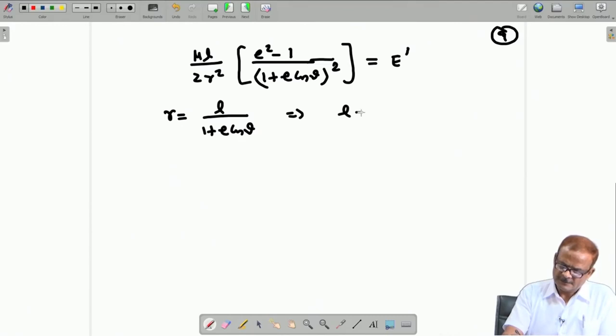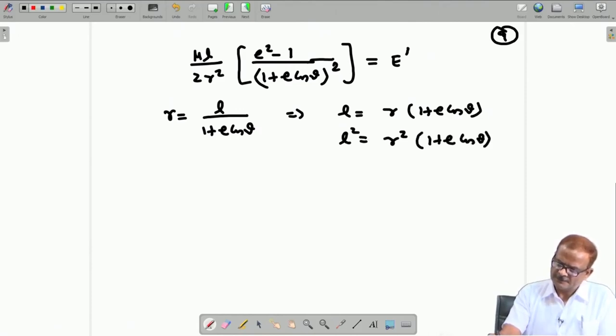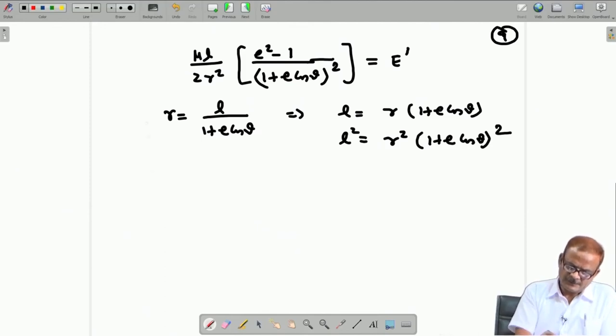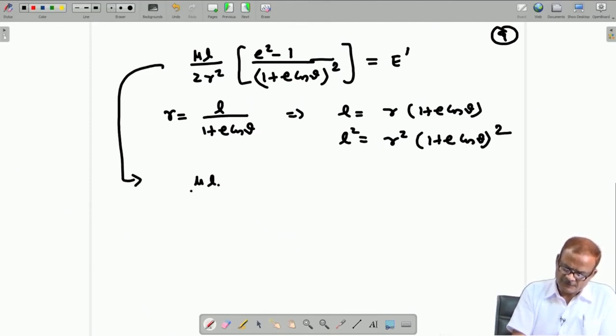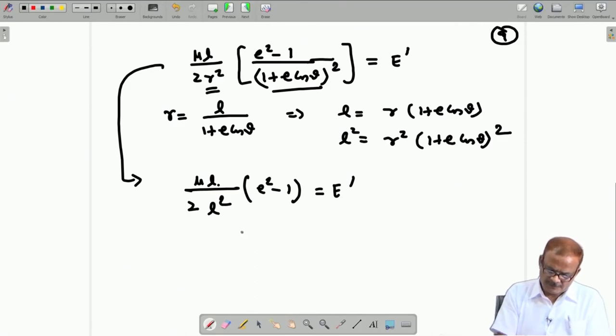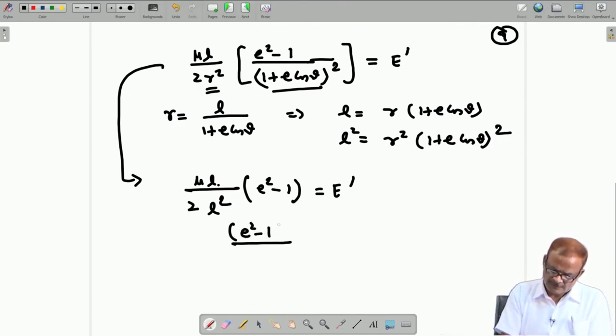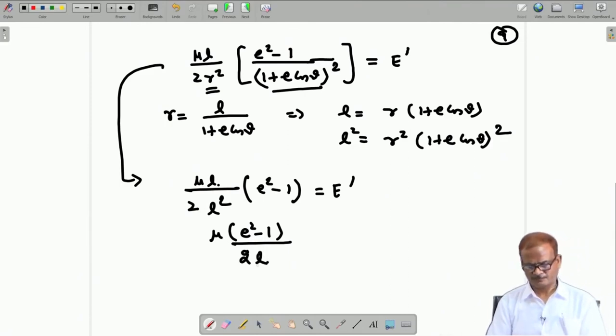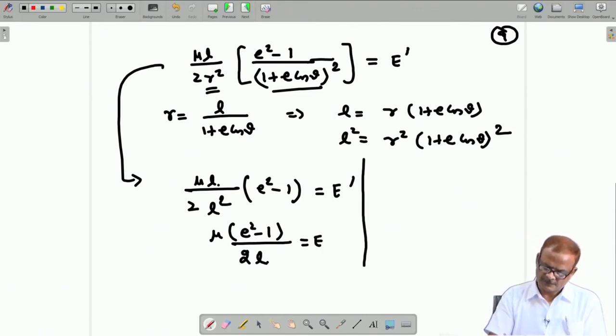So, this implies L equal to R times 1 plus E cos theta, and L square equal to R square times 1 plus E cos theta square. So, if we look here, this gets reduced to 2. This factor and this factor together make it L square times E square minus 1, equal to E prime. So, this gets reduced to E square minus 1 times mu, and L L cancels out, this is 2 L equal to E prime. So, we are close to our result E prime.